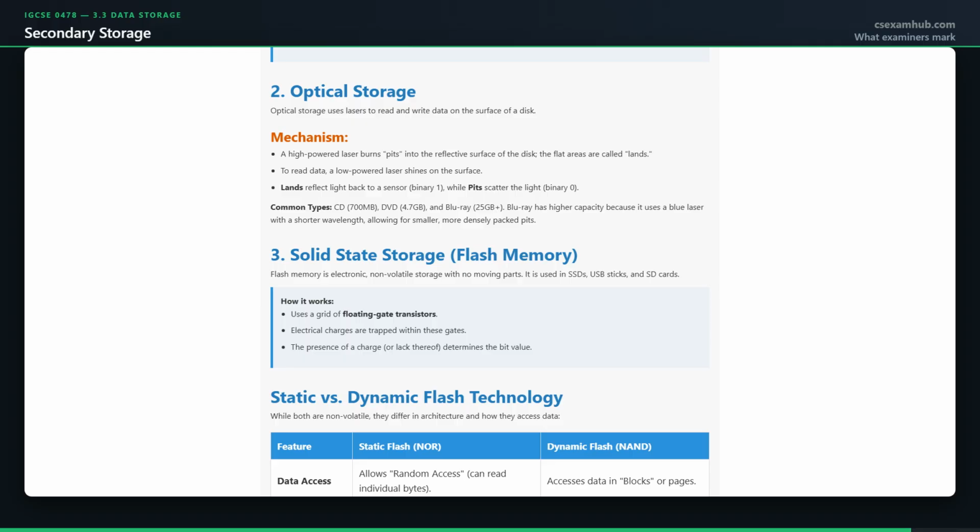Third, for solid state, say that charge is trapped in floating gate transistors and that this is why it is non-volatile. And mention that there are no moving parts, because almost every advantage it has traces to that. And fourth, when comparing them, use the named properties: capacity, cost per gigabyte, speed, durability, portability. Those are the axes the mark scheme is built on.